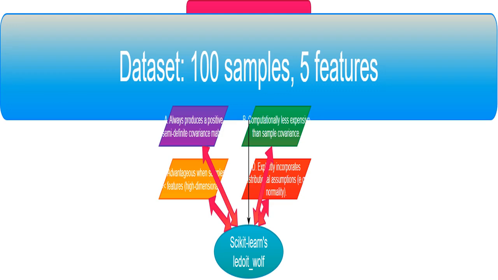We're working with a dataset that has 100 data points, each described by 5 characteristics or features. This specific number is important because the ratio of samples to features influences which covariance estimation method is best. Imagine analyzing how height, weight, age, blood pressure, and cholesterol levels relate in a group of 100 people.